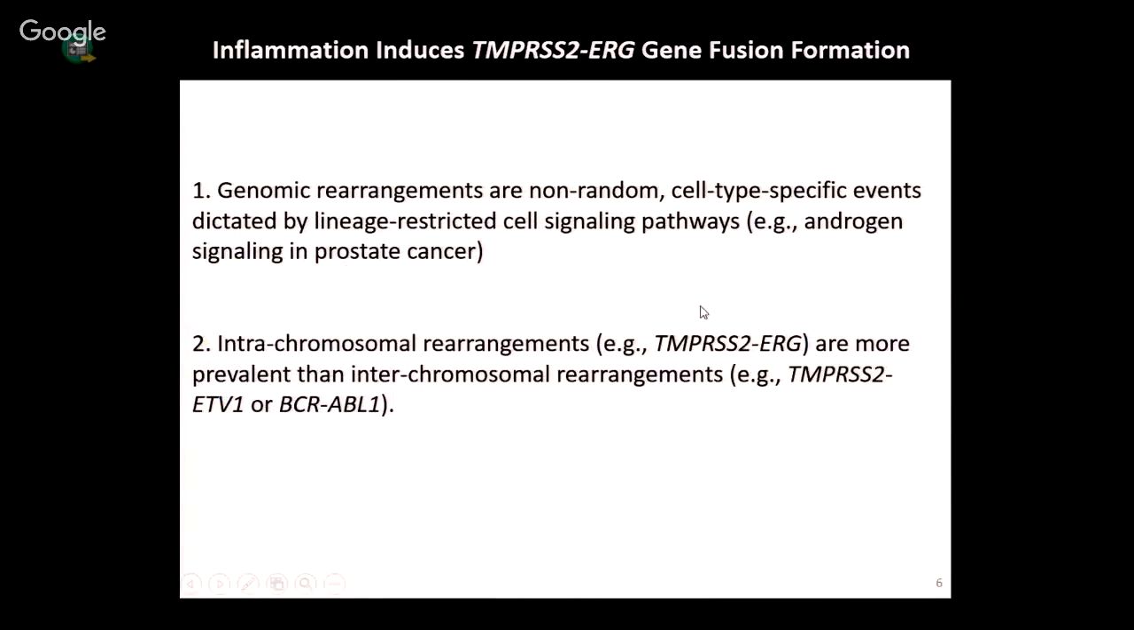So they made a small conclusion. First, the genomic rearrangements are non-random, and they are cell type-specific events directed by lineage-restricted cell signaling pathways. Second, intrachromosomal rearrangements are more prevalent than interchromosomal rearrangements.